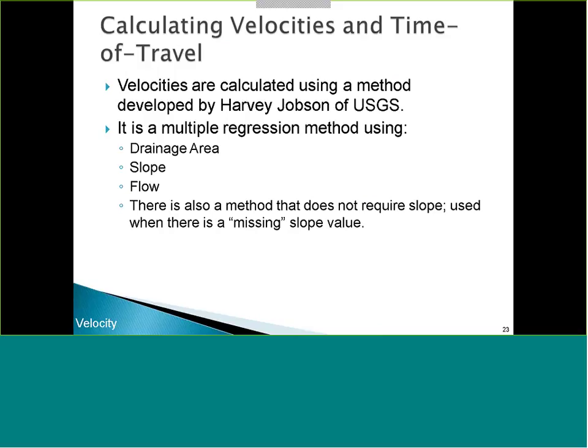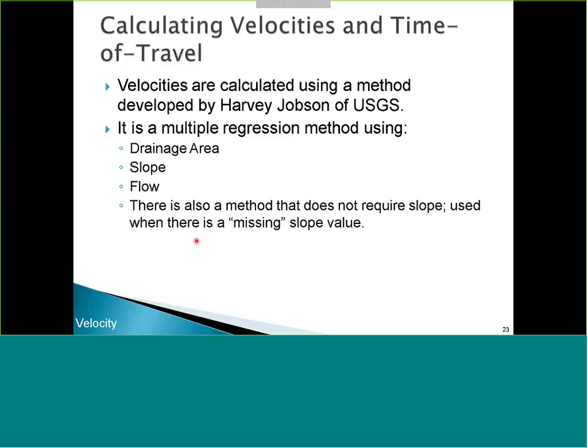Okay, now for velocities, we use a method developed by Harvey Jobson of USGS. It's actually a very nifty method. It's a multiple regression. It uses drainage area, which we have, which is one of the major plus parts of NHDPlus. And we have slope, which I explained earlier. We have stream flows, which I've just explained. It uses those to estimate a velocity.